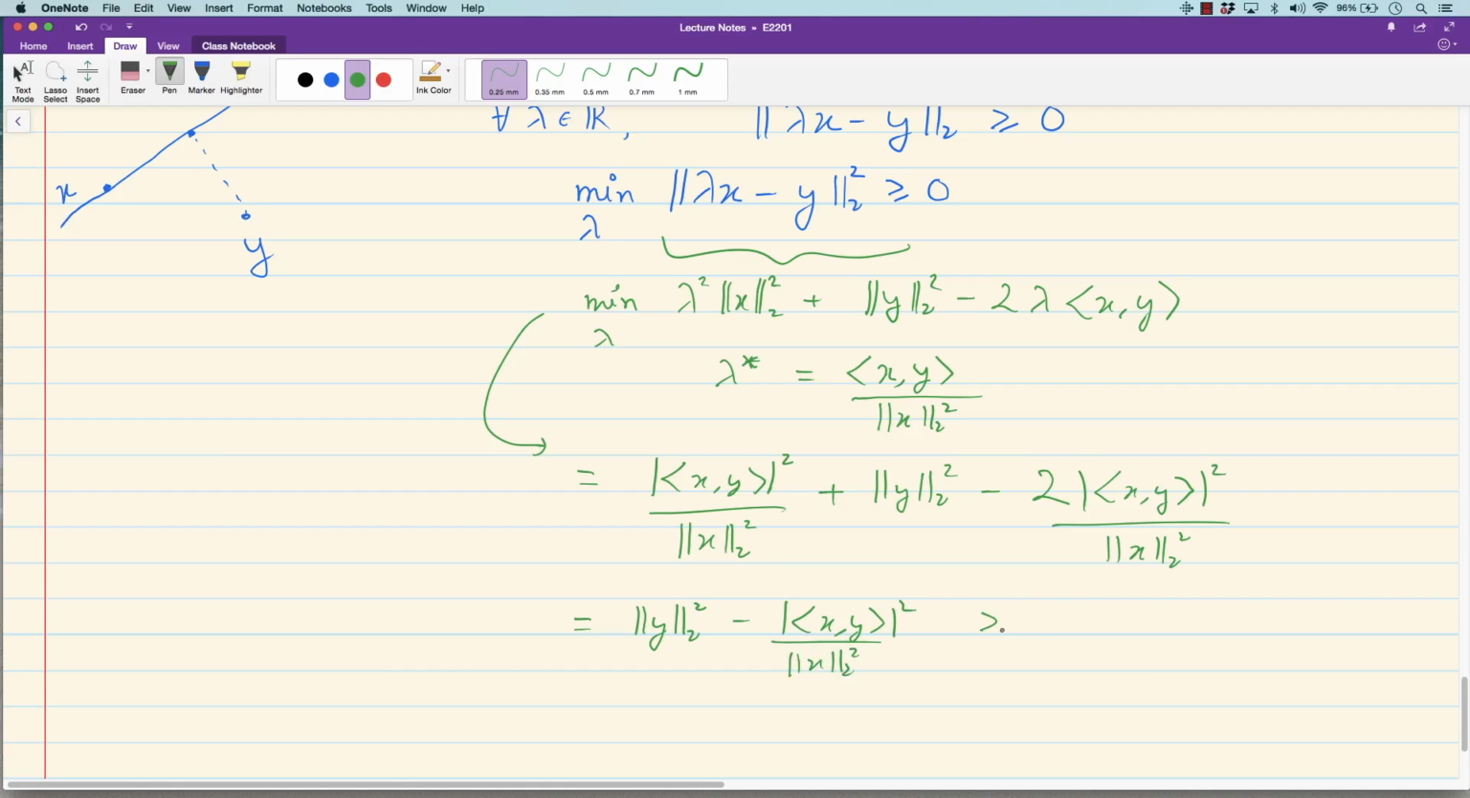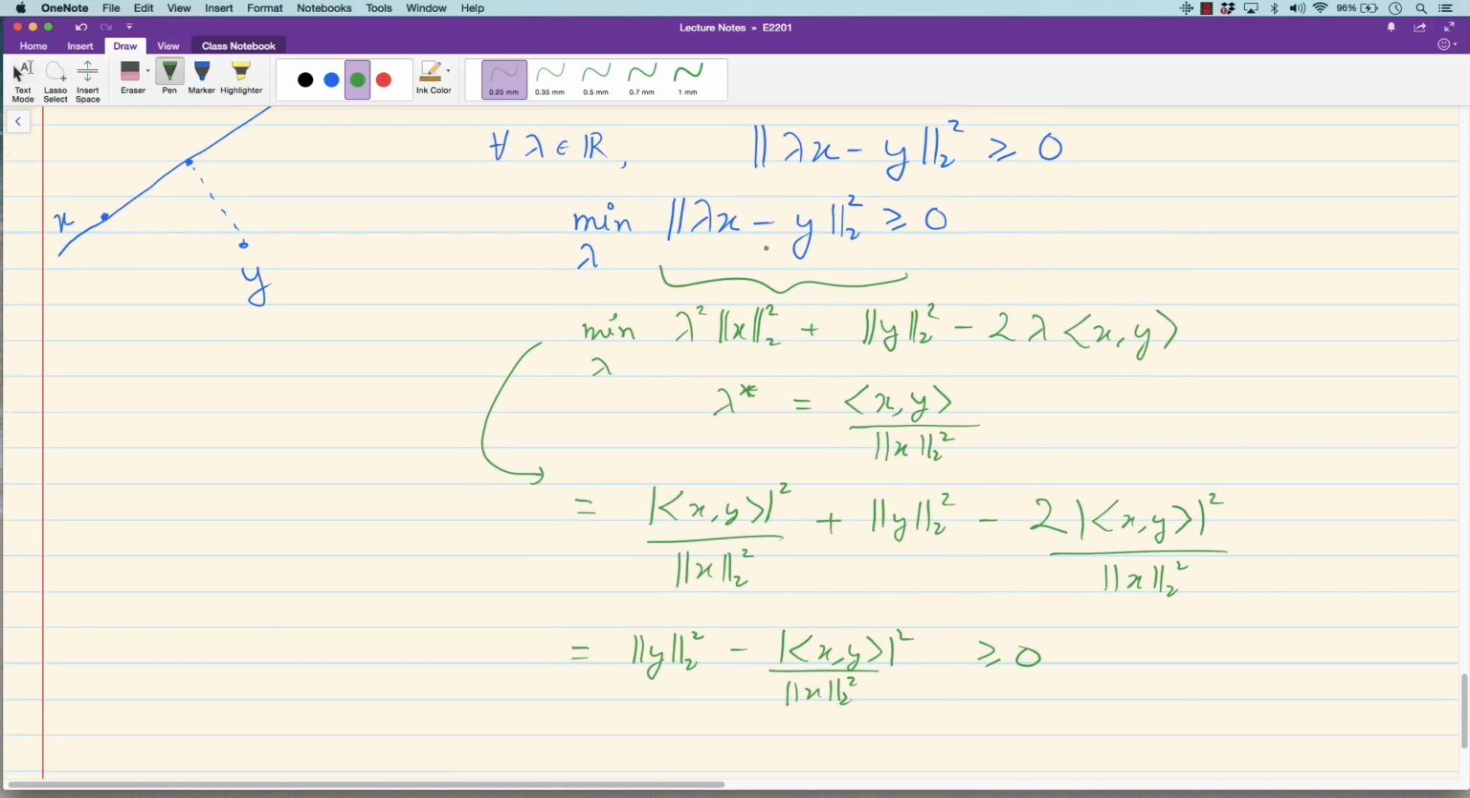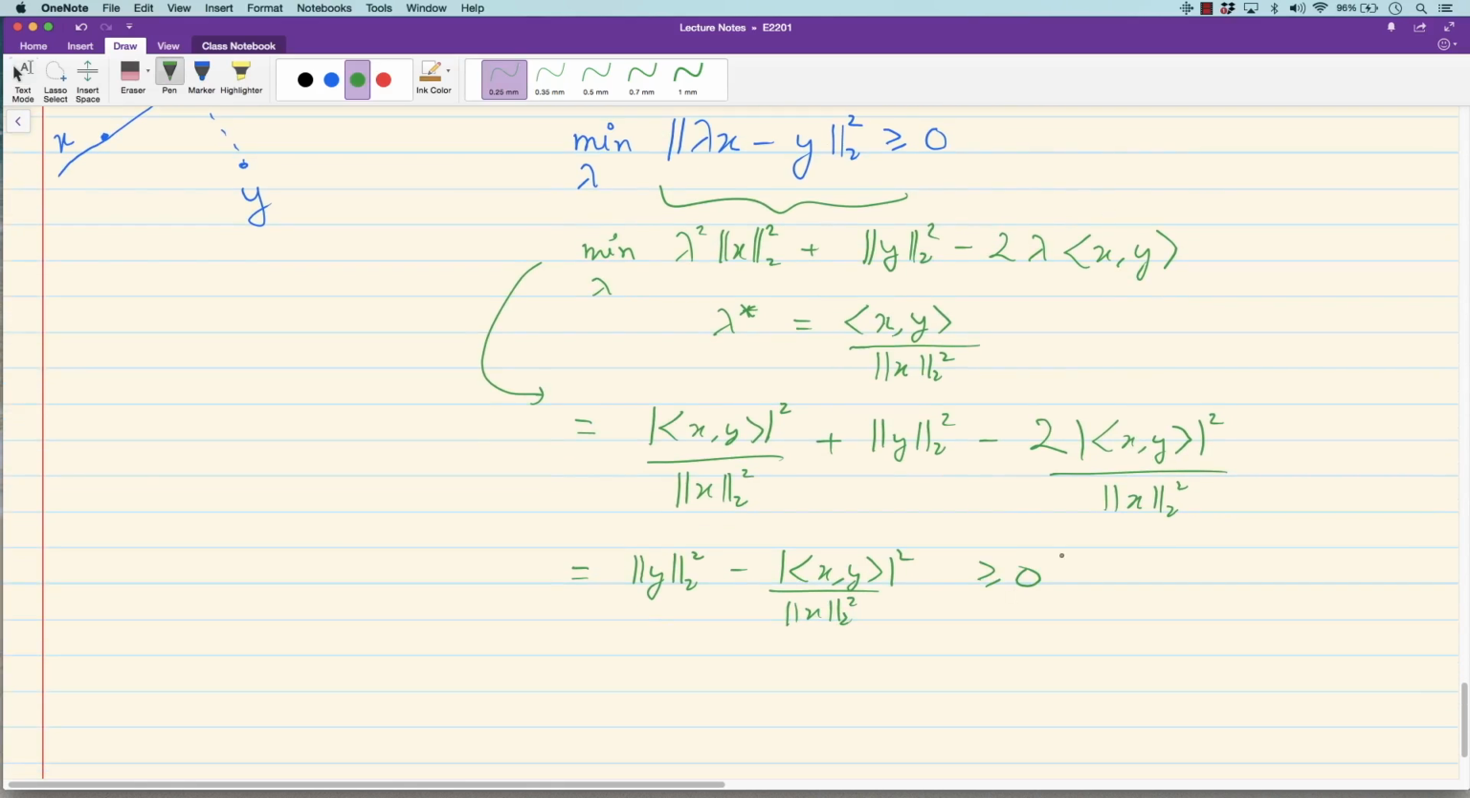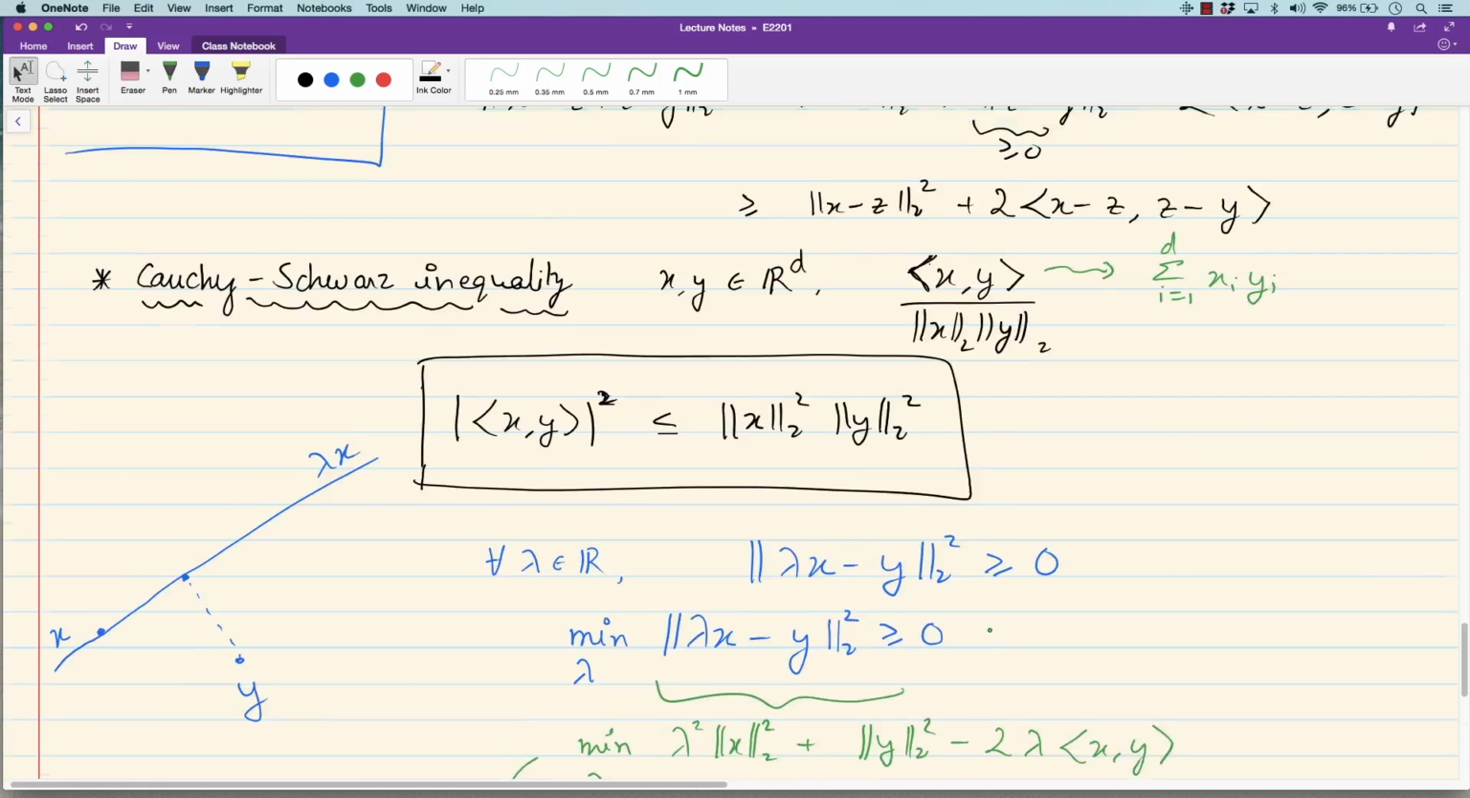And this guy is non-negative because this is just the minimum of non-negative numbers, so it must be non-negative, and this implies the Cauchy-Schwarz inequality. So this is if and only if norm x squared norm y squared is greater than or equal to xy squared. Okay, so we derived the Cauchy-Schwarz inequality.